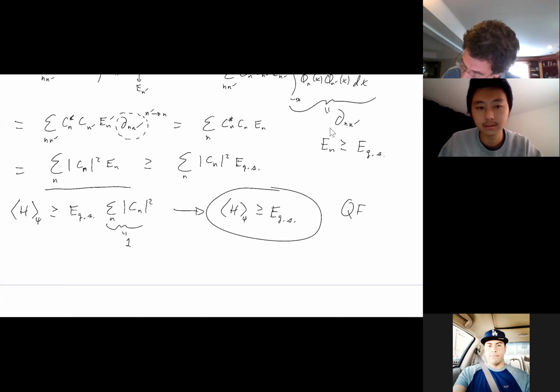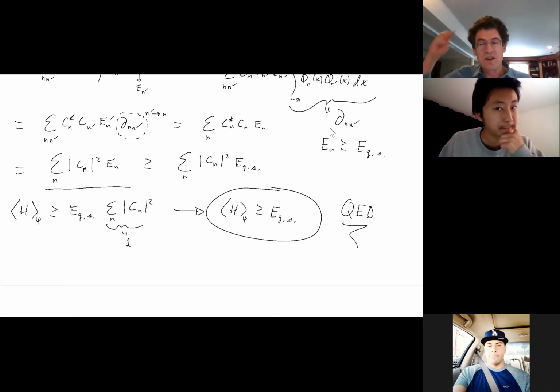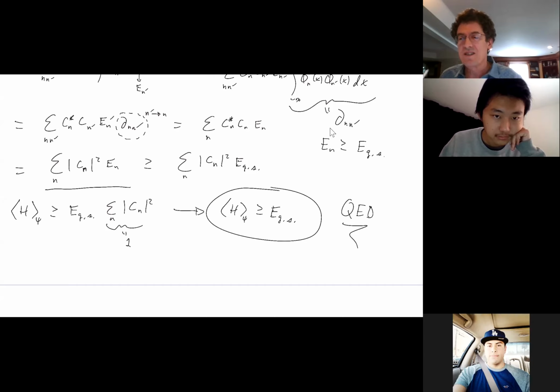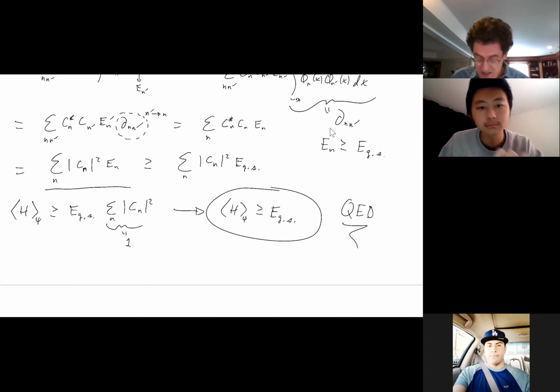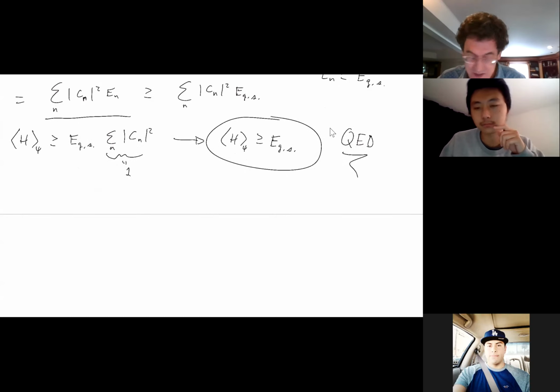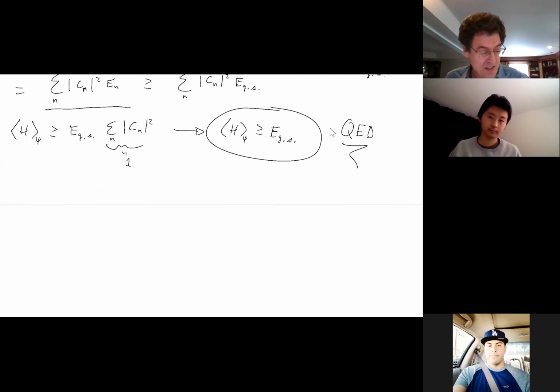QED, we did it. It's really a very cute little proof. I like that proof a lot. Just so simple, just boom, boom, boom. So that's very cool. Okay, so that is the underlying principle of the variational method. And so the question you might wonder is, how could that possibly be useful for anything? But it is incredibly useful, much more useful than you might ever expect.